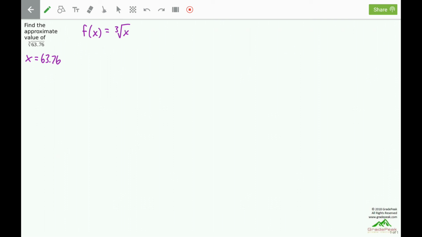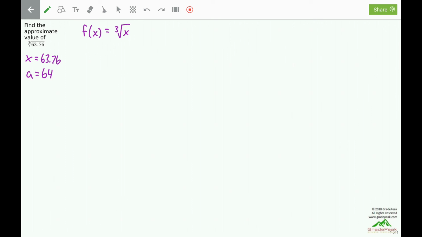The third thing to do is identify a value near the x value of 63.76 and call it a, such that it can be evaluated easily in the function f of x, which is the cubed root of x. So we will want a perfect cube that is near the x value of 63.76. 64 is a perfect cube. That will be the choice for a.